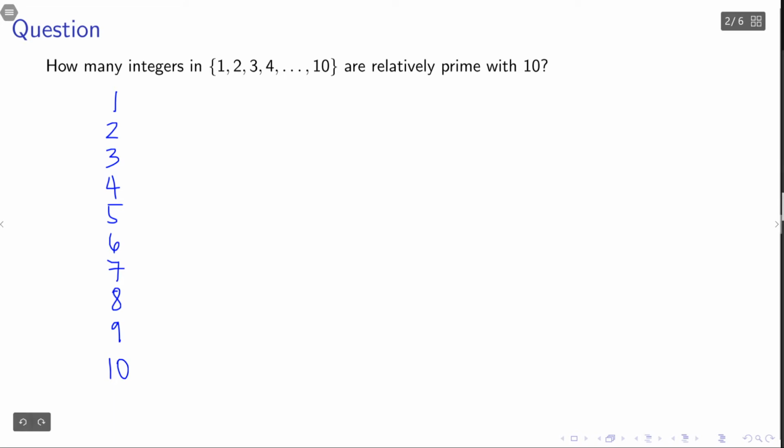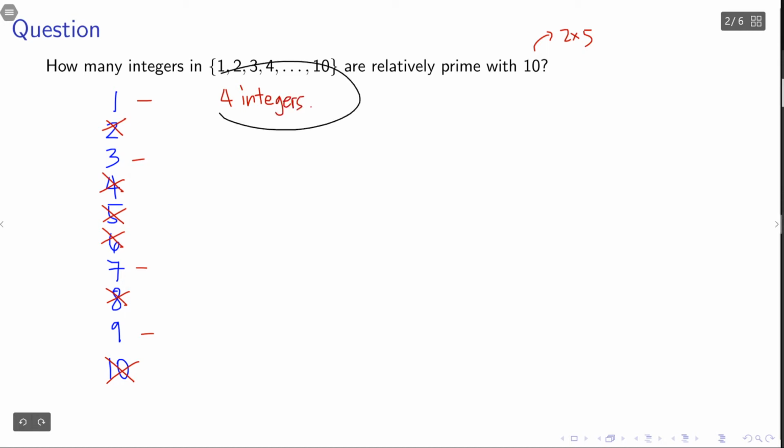And if it's a number that shares a factor with 10, so 10 is 2 times 5, then we remove it from the list. So 2 shares a factor of 2, 4 shares a factor of 2, 5, 6, 8, and finally 10. And we are left with 4 numbers, right? So the answer here is 4 integers.